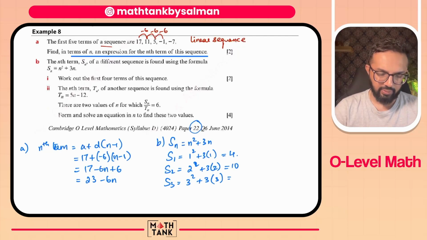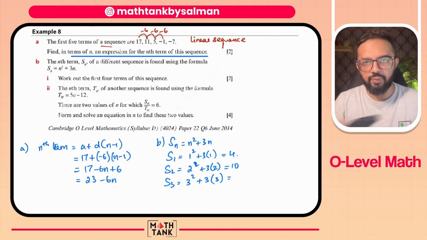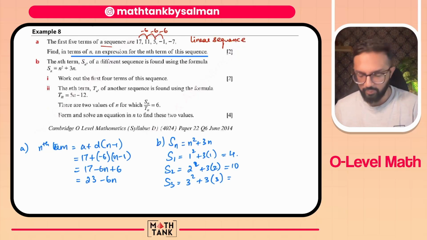This is a paper 2 question, so you are allowed a calculator on this. So there's a difference in codes. If you're doing an IGCSE exam, this is not an IGCSE exam. This is a 4024 O-level math GCE paper. The structure is the same. It's just that you have different numberings for the paper.